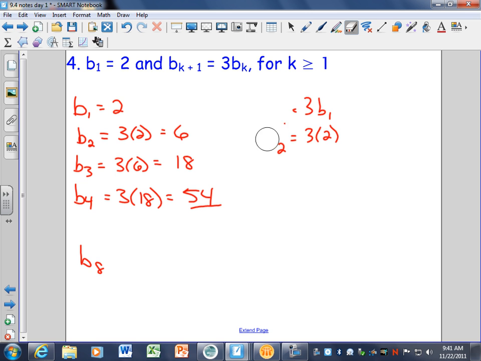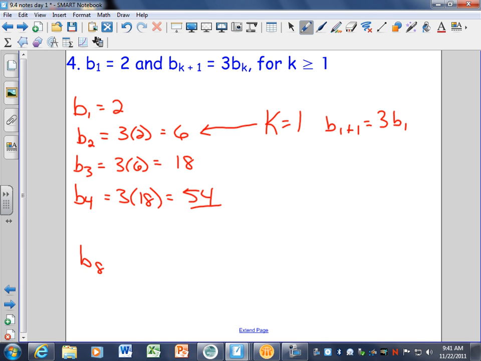You have to start, like, I just don't write all this out. We could say, when k equals 1, that goes with this one, because we would get b sub 1 plus 1 equals 3 times b sub 1. Do you get where I'm getting this from? When k is greater than or equal to 1, which means your first number, we already have 2, the first number you can pick for k is 1. So I'm going to plug 1 into this, and 1 plus 1 would give me b sub 2, which is what I wrote here. And the formula is 3 times b sub k, and k is 1, so b sub 1 is 2, so I get 6. And then I just keep going.